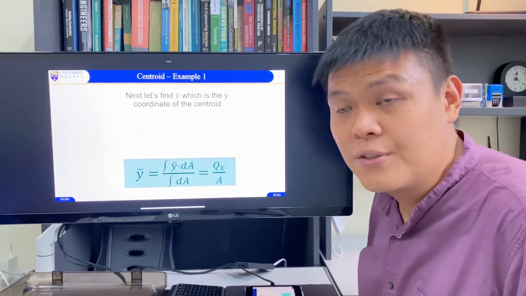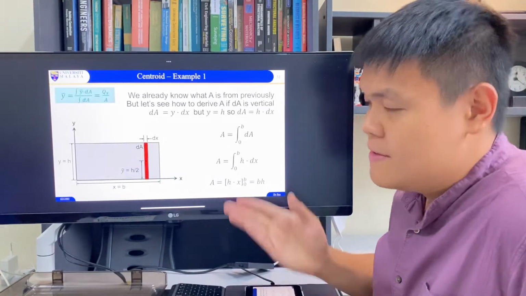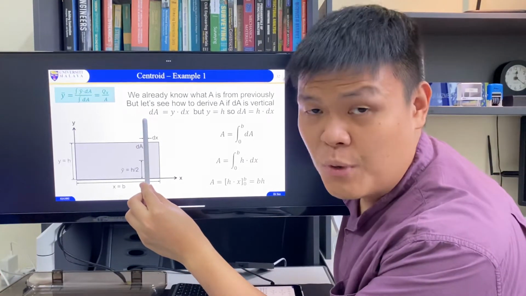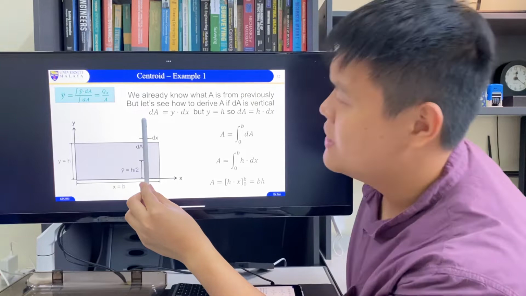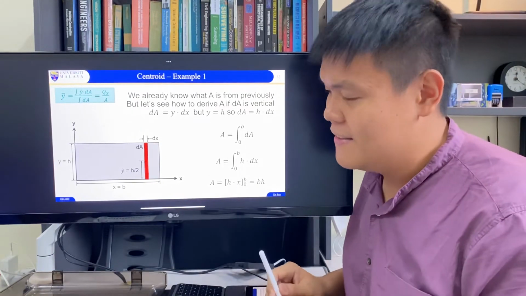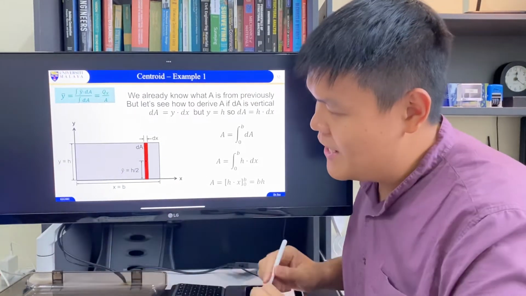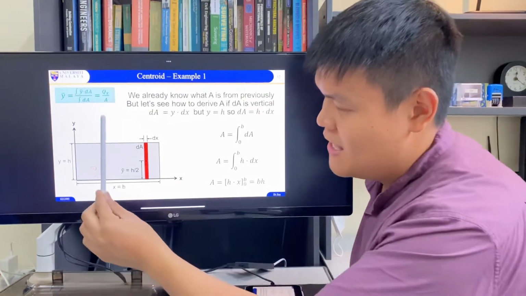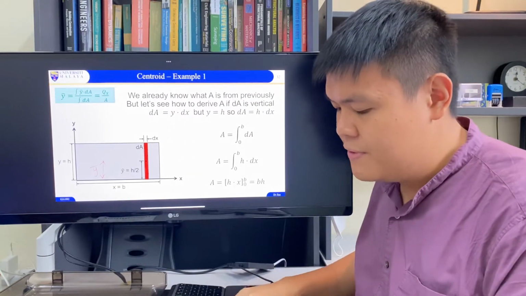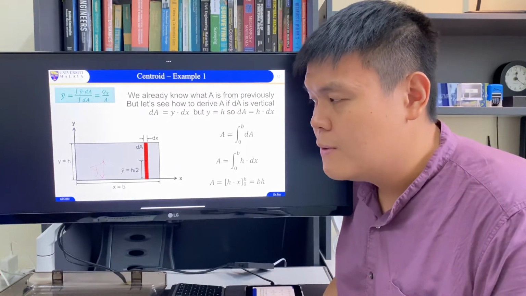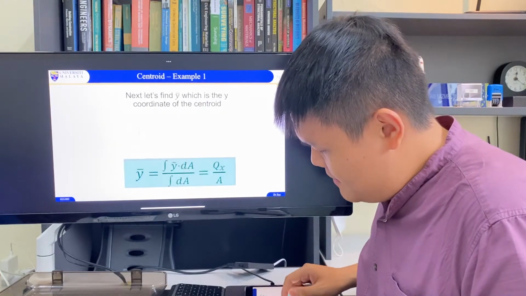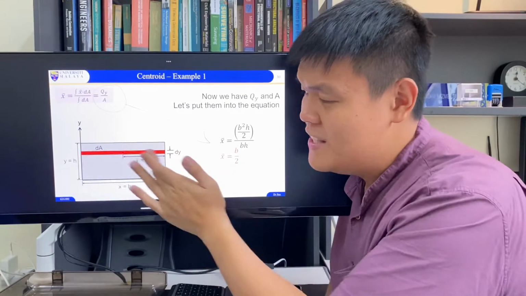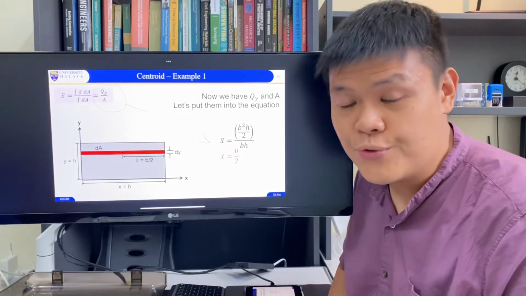Okay, now let's find y bar. Same as before, we draw the small red area vertically because it is in the direction of y. So y goes like this. Now some of you have asked me, we can get the answer from this bar as well. We can get y bar when this area is drawn like this. Why do we need to draw the other one?